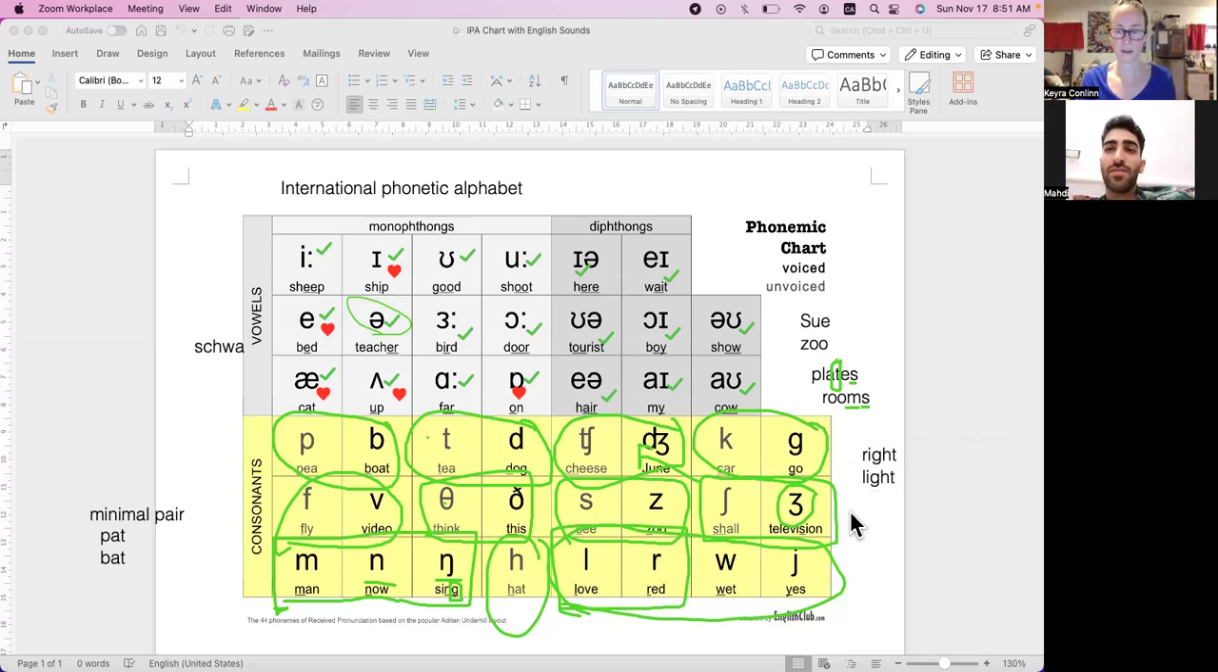Another minimal pair, I'm going to do a couple because this is very common. It would be the color red and the past tense of lead, led. Okay, so we have red, the color red, or lead, lead.